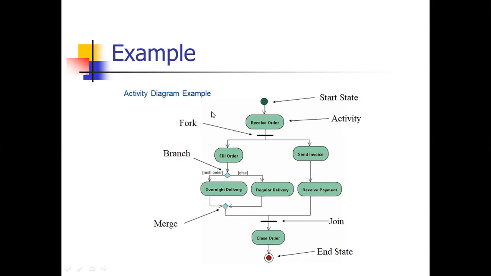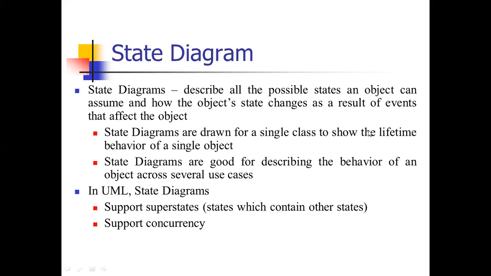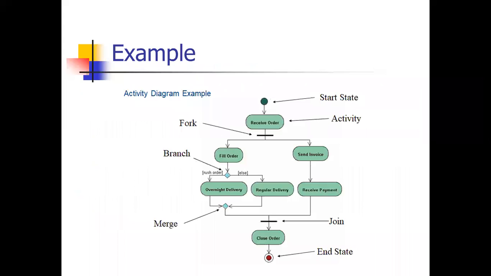This is a simple example for an activity diagram having start state, activity, then fork, branching, then merging and join, and end state. This example is for those notations. These all are the notations for activity diagrams. So we have seen the notations for activity diagrams, then an example for the order management.